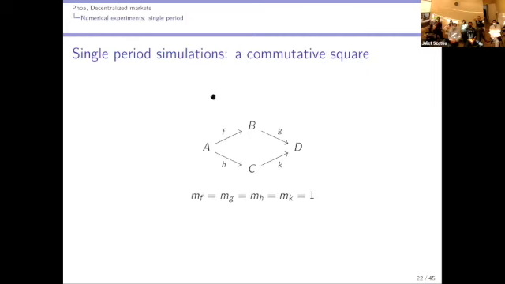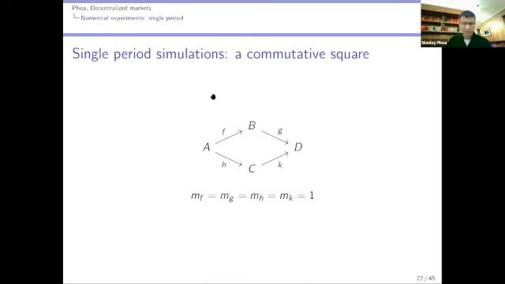Okay. So, a simple example, and you're only going to get simple examples, unfortunately. A commutative square, where let's assume that you just have unit mass for all these arrows. So what does that look like? Well, GF and KH are both ways of swapping asset D for asset A. So in the absence of arbitrage, they should have the same exchange ratio.